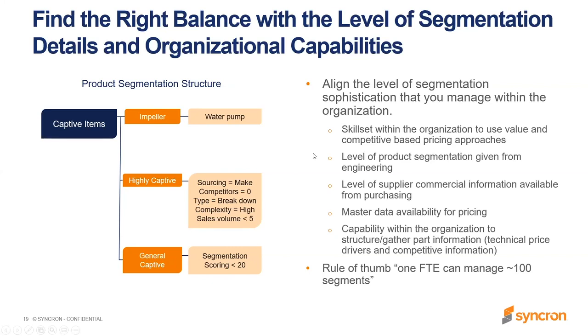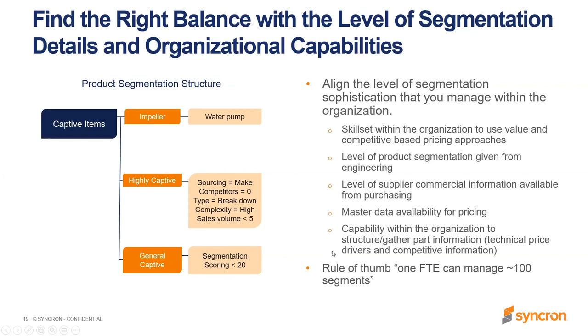We might want to leverage the product segmentation given from engineering if we have that, and we want to leverage the supplier commercial information available. We need to map against what kind of master data we have available for pricing, for example, to be able to do the segmentation scoring or whatever it might be. And the capability within the organization to gather and structure the information, for example, to be able to gather information for the impeller diameters or whatever it might be.